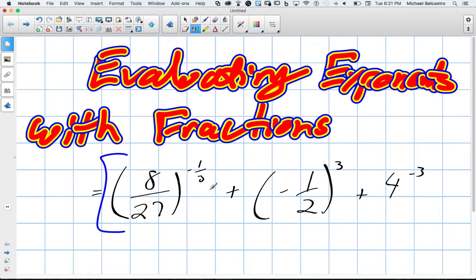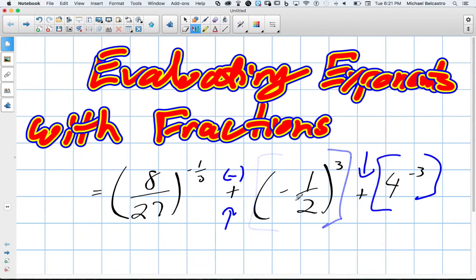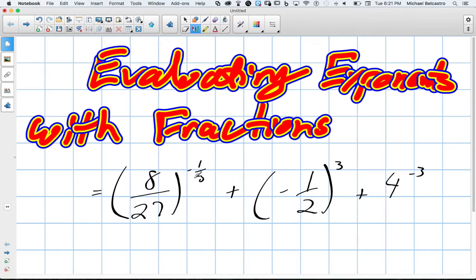So what we're going to do is focus on them one term at a time. And the way terms are separated are essentially by addition, or there's no subtraction here, or subtraction signs. That would be the other one. Okay. Everything else, if there's multiplication and division, think of them as what's going to be simplified into one term. So this is 8 over 27 to the power of negative 1 over 3.